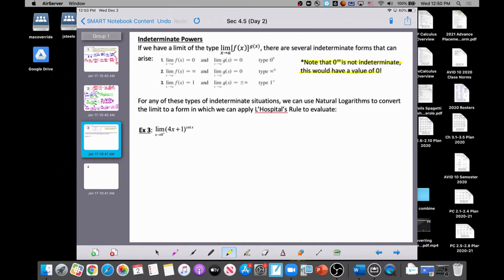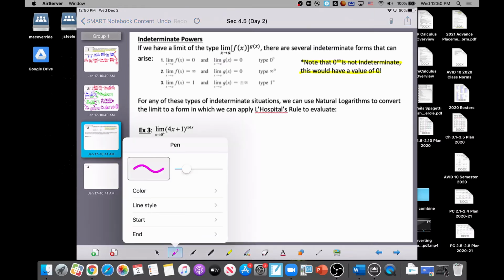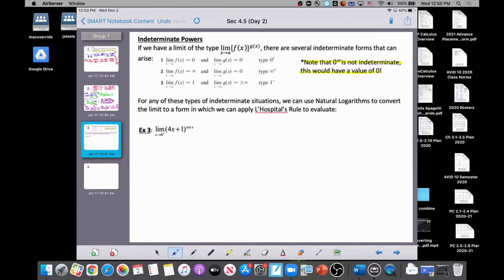All right, so let's take a look at our first example, and we're going to go through this process slowly and carefully because it's going to be the first time that you've seen this trick where we're going to use natural logarithms to evaluate this limit. Okay, so our original given limit is the limit as x approaches 0 from the right of 4x plus 1 raised to the cotangent x power.